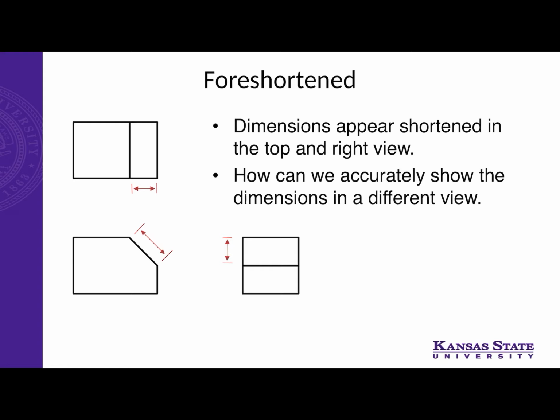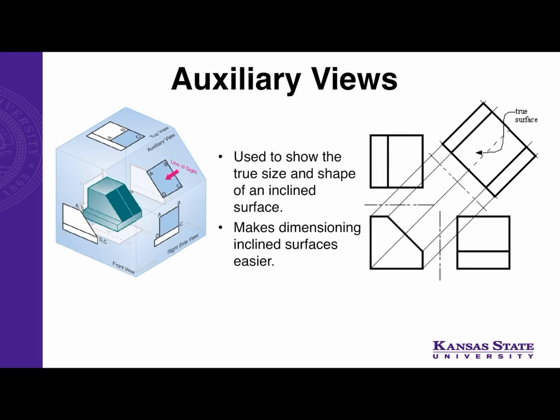So you can see that the dimension, the little red arrows that go back and forth, they're not all the same length. And because of that, you can't really accurately describe that dimension, right? Because we don't know what is the true length of that side. So there are better ways to show those dimensions of those inclined lines, and that's with an auxiliary view.